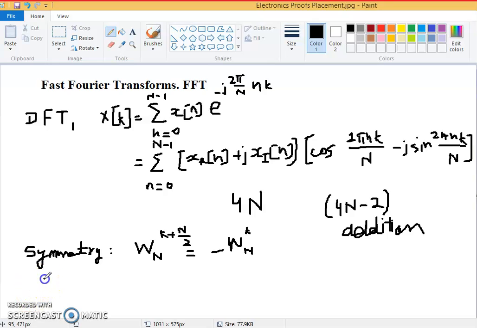And another is the periodicity property. The periodicity property states that W_N repeats its values after each value of n, that is W_N to the k plus N is equal to W_N to the k. So by using these two properties we can simplify the calculation of this.